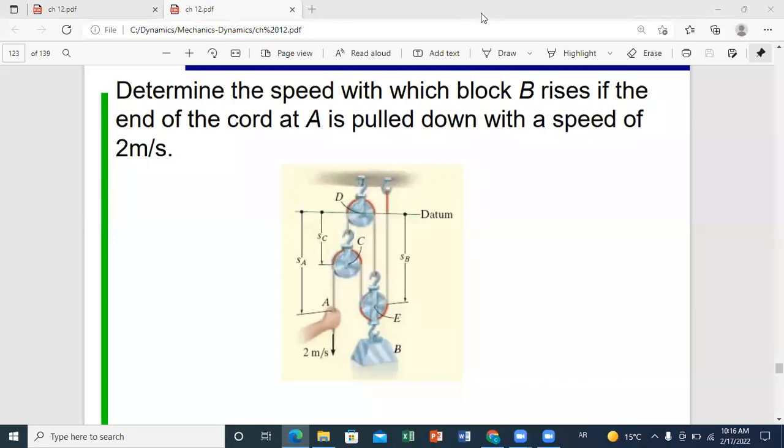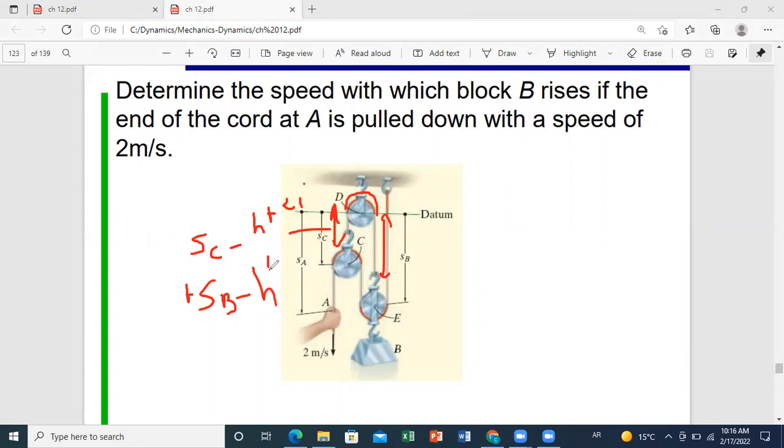So I will repeat for the second chord, okay? For the second chord, I take first this part. This part is a C minus a certain constant that I will call H. This part also is a constant, so I can add plus a constant C1. This part here, from this point to this one, is SB, so it's plus SB minus another constant H prime. And finally, this is a constant.